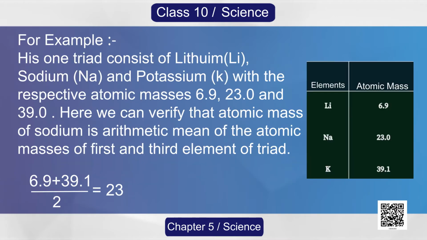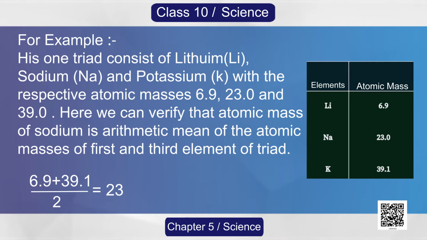elements. For example, one of his triads consisted of lithium, sodium and potassium with the respective atomic masses 6.9, 23 and 39. Here we can verify that the atomic mass of sodium is the arithmetic mean of the atomic masses of the first and third element of the triad. 6.9 plus 39.1 divided by 2 is equal to 23.